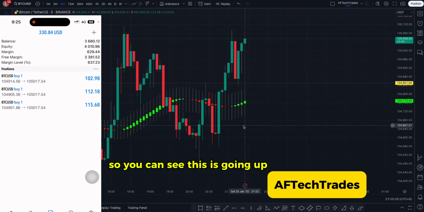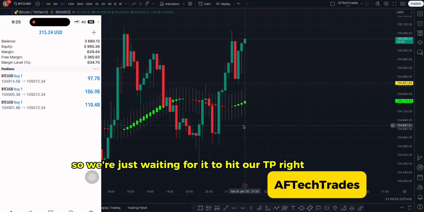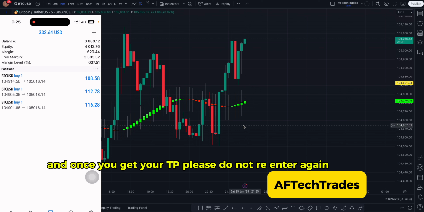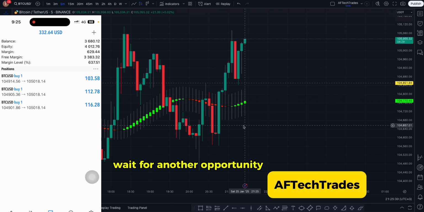So you can see this is going up. So we're just waiting for it to hit our TP, right? And once you get your TP, please do not re-enter again. Wait for another opportunity. Once you get your TP, do not re-enter the market again, because there will definitely be a pullback, right? There will definitely be a pullback.